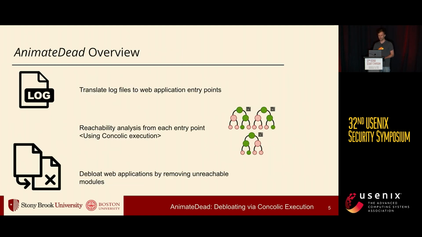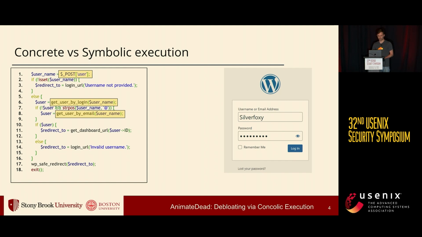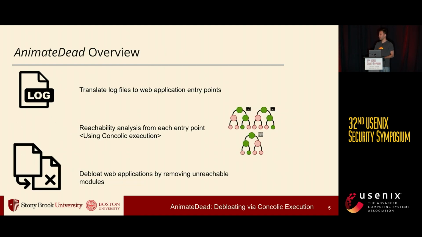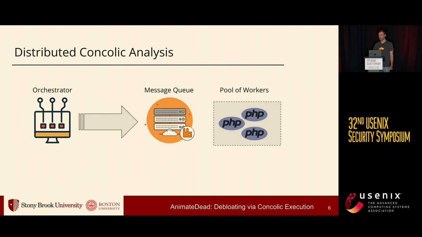And by doing so, we can execute all the branches in this piece of code. So at a high level, we translate the web server log files to entry points. We do a reachability analysis using concolic execution, and then we remove whatever is not reached, and that would be our debloated application.